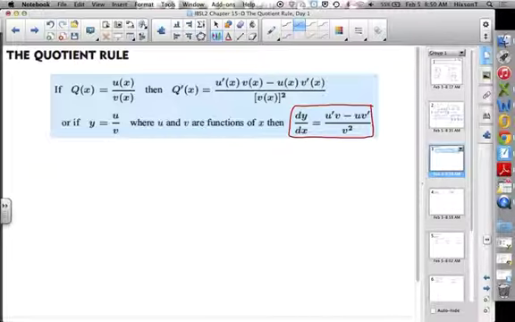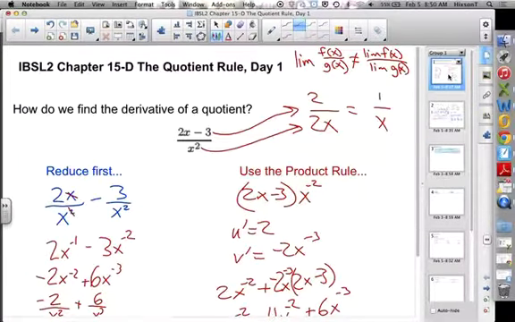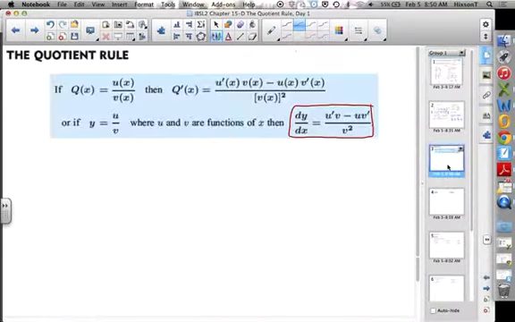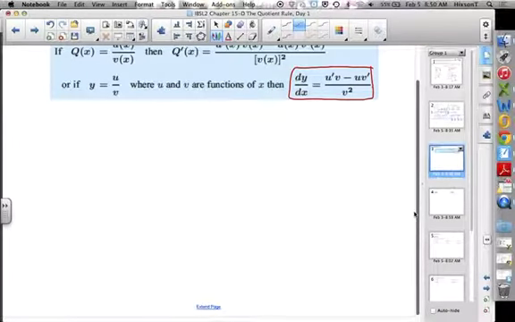So going back to the previous example that we were looking at, we had 2x minus 3 over x squared. We already know what the answer should be, but let's look at it one more time. 2x minus 3 over x squared is our y. Okay. U is always the numerator.